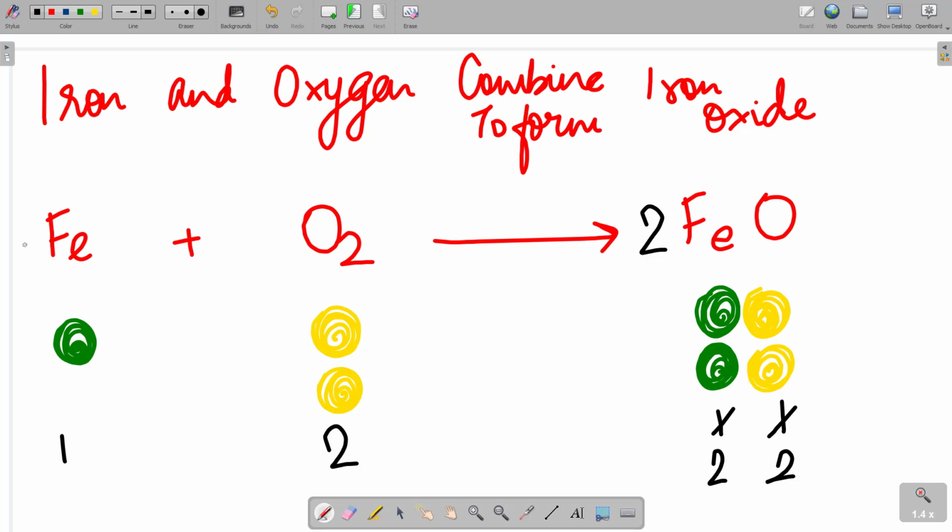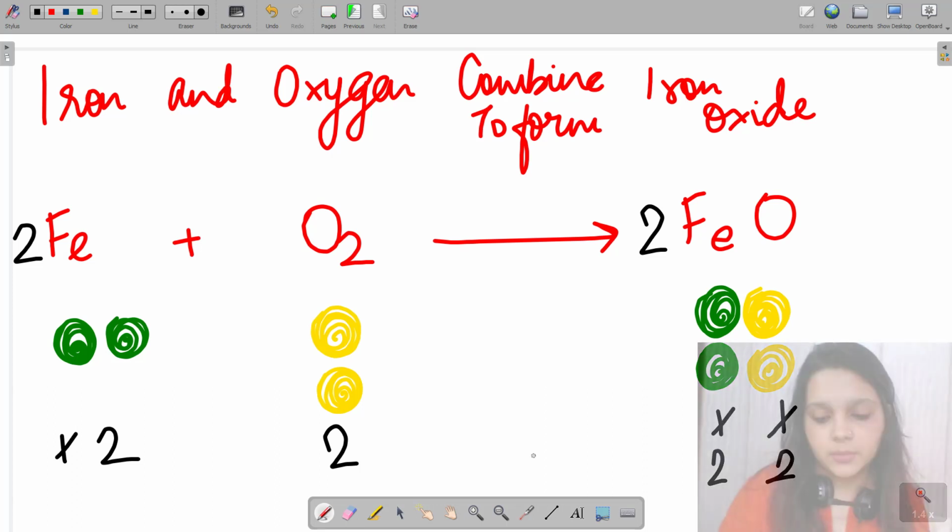What can I do now? Simple. Reactants and products are absolutely balanced, right? So now let us have a look at some of the examples.